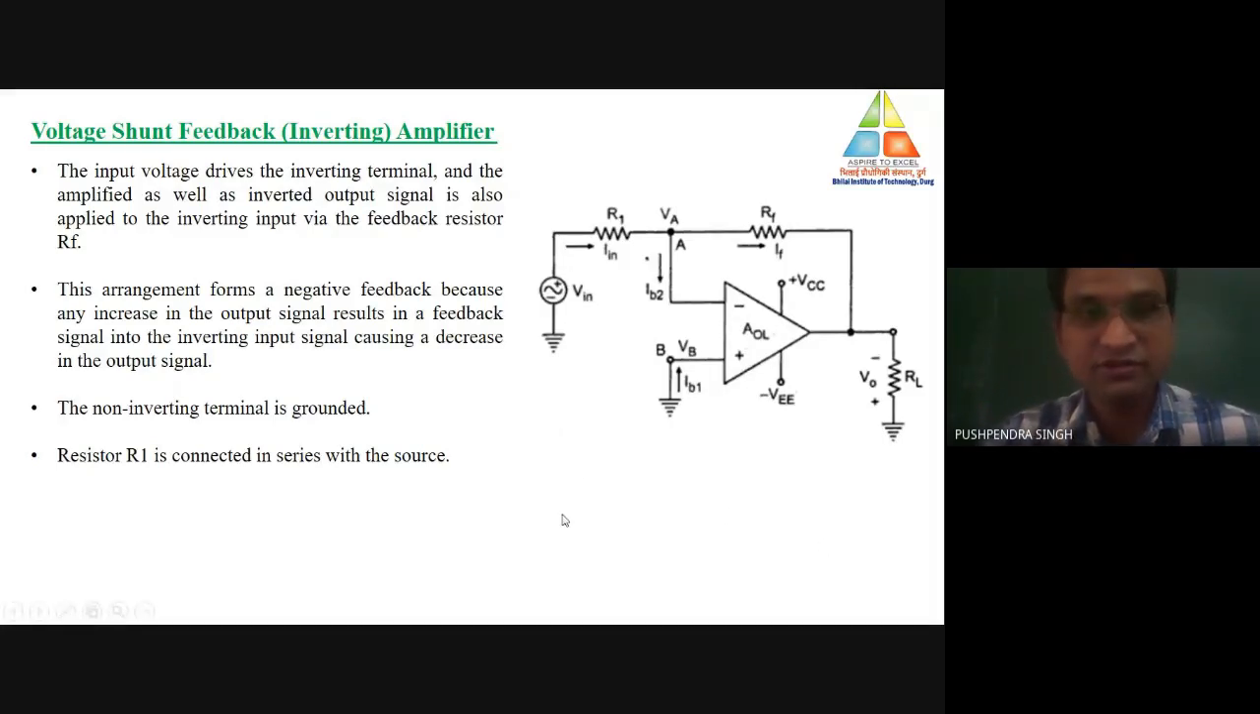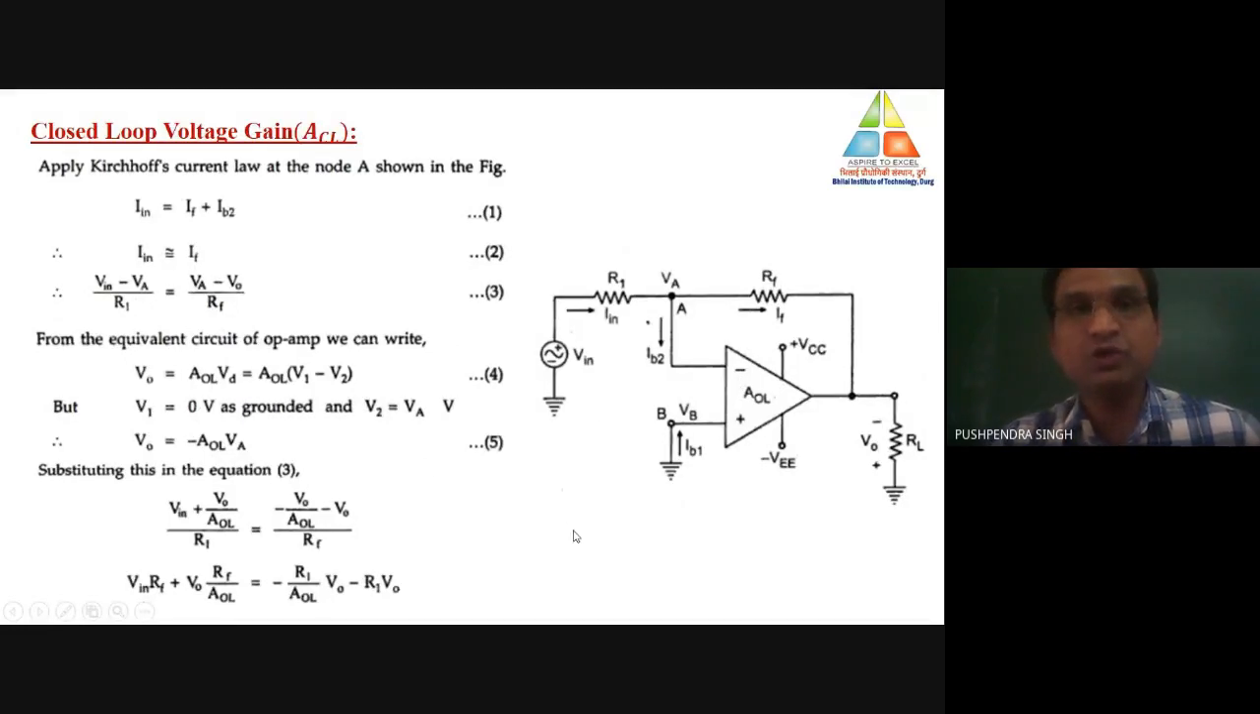So first of all, we are going to calculate the closed loop gain of the voltage shunt feedback amplifier, or the closed loop gain of the inverting amplifier. Very important topic, voltage shunt and voltage series related to the operational amplifier. So first is the circuit analysis for the calculation of closed loop voltage gain of the voltage shunt amplifier. Start with this particular node VA, apply KCL at the node VA. As per the KCL, IN is equal to IF plus IB2.